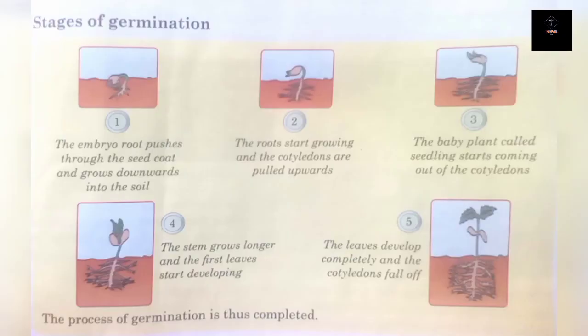So what are the stages of germination? There are 5. The first one is the embryo root pushes through the seed coat and grows downwards into the soil. The second one is the roots start growing and the cotyledons are pulled upwards. The third is the baby plant called a seedling starts coming out of the cotyledons. The fourth one is the stem growing longer and the first leaves start developing. And the fifth one is the leaves develop completely and the cotyledons fall off. So that is how the process of germination is completed.